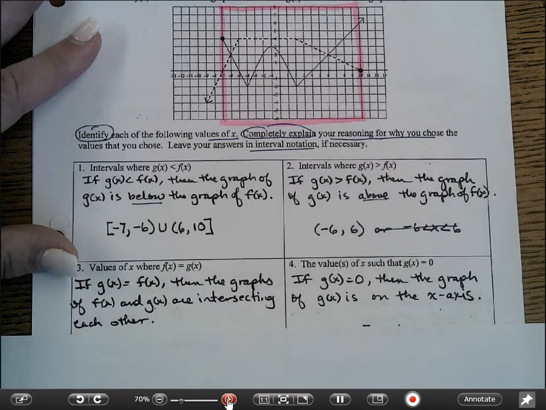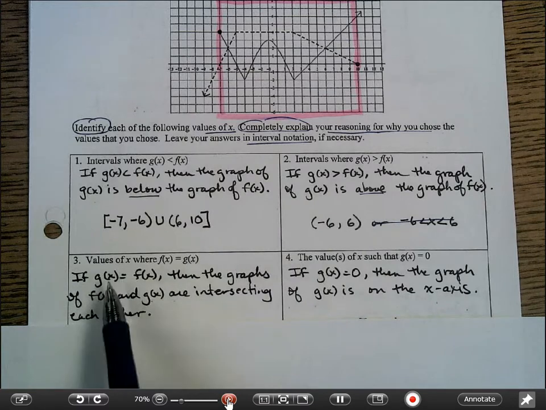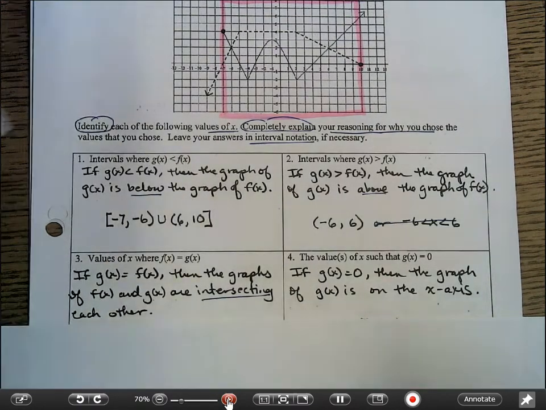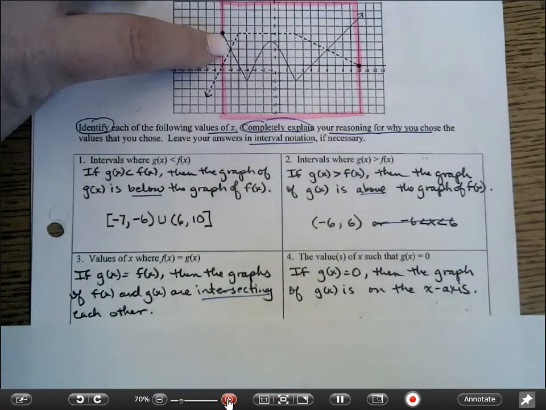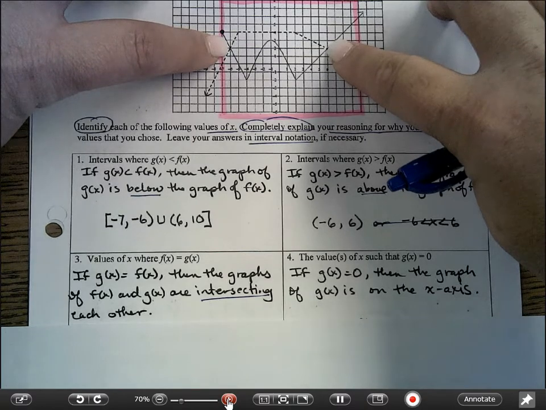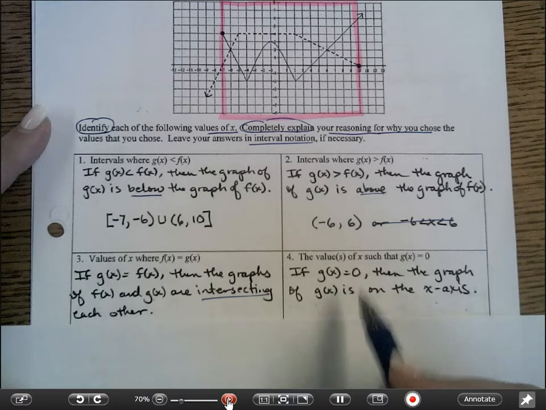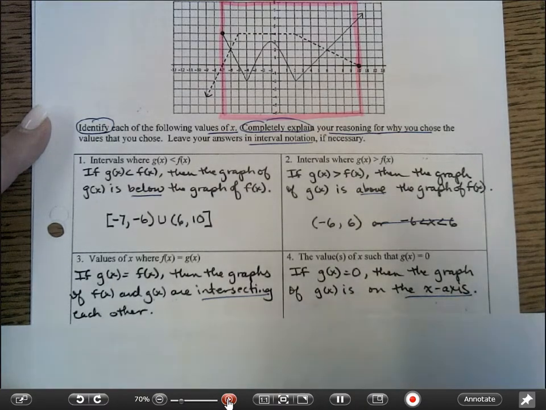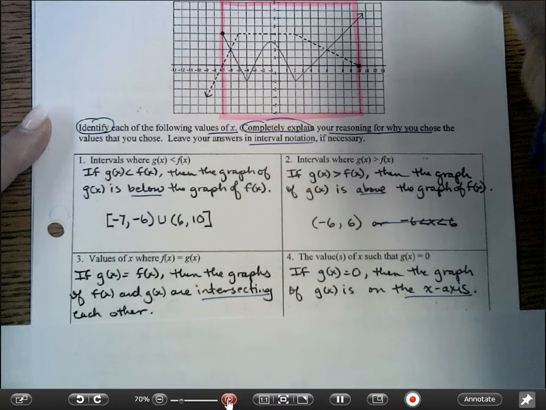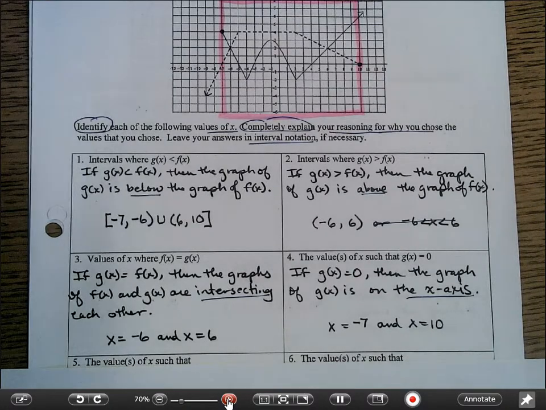So here is the reasoning for that. Remember that when the two functions are equal, the graphs are going to be intersecting. So we're looking for where those intersections occur, which is going to be right here and right here. So those are very specific values of x. Then we're looking at where the dashed line has those x-intercepts, where it's on the x-axis. So we can see that the dashed line is going to be here and then also here. So let's take a look and see those values.